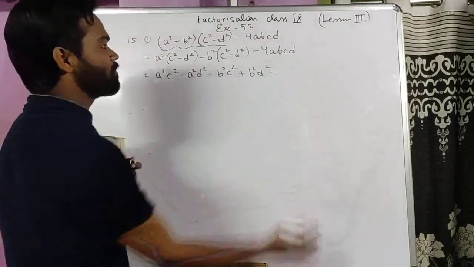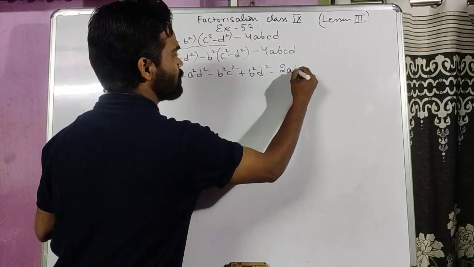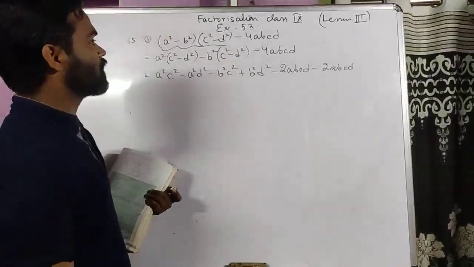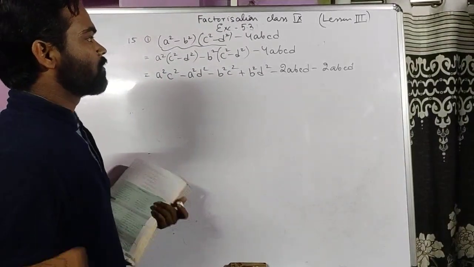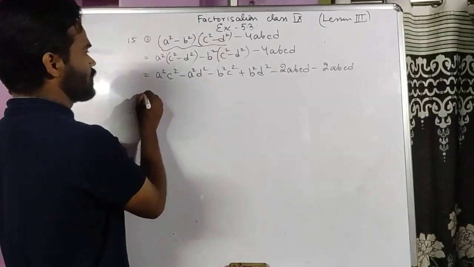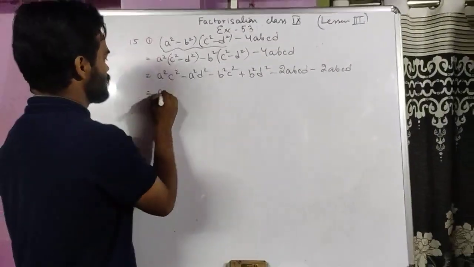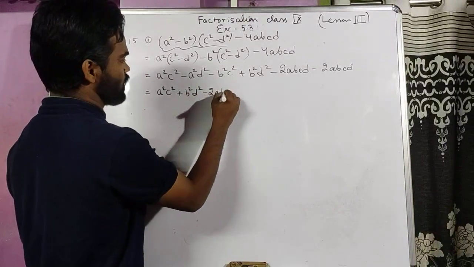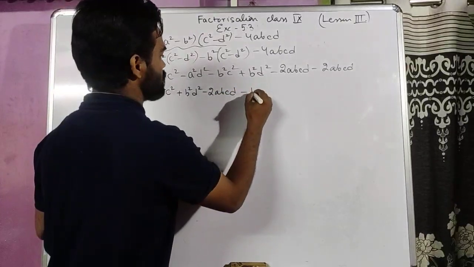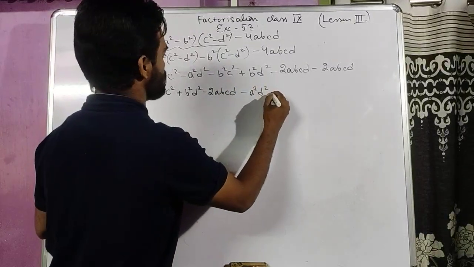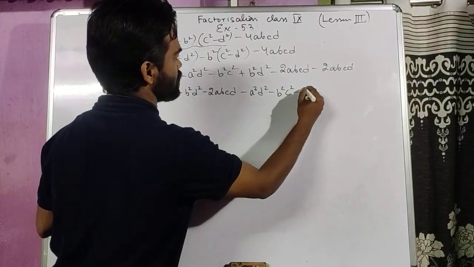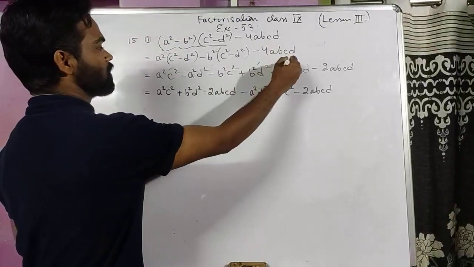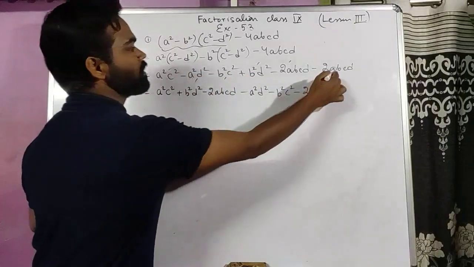Now, 4abcd can I write like 2abcd minus 2abcd? Because that ultimately gives us minus 4abcd. Now we'll rearrange. See how I'm rearranging this. a square c square plus b square d square minus 2abcd, minus a square d square minus b square c square minus 2abcd. I've just rearranged. I've written this, this and this together. I've written this, this and this together.